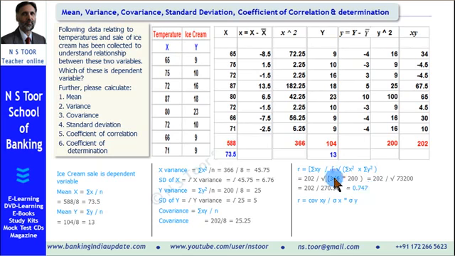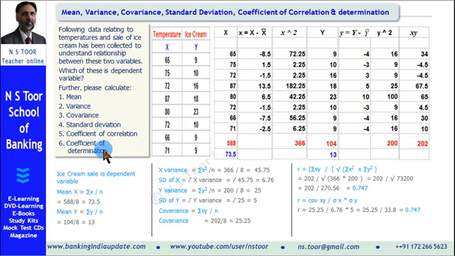Correlation can be calculated by using another formula also. So correlation is equal to covariance xy divided by standard deviation x multiplied by standard deviation y. These values already we have calculated. So covariance XY we have already calculated 25.25. Then standard deviation of X we have already calculated 6.76. Standard deviation of Y we have already calculated, it is 5. Hence the same result we find here.